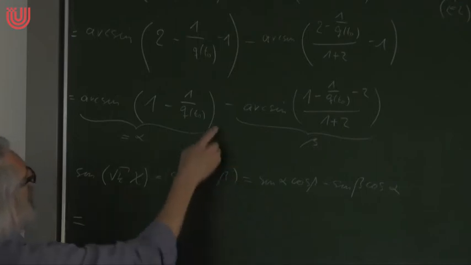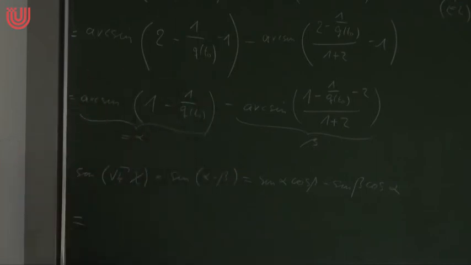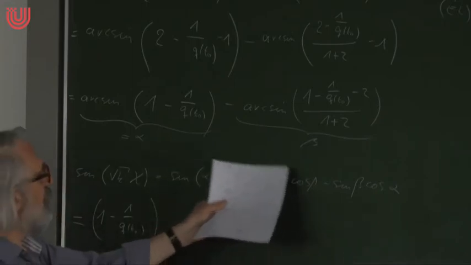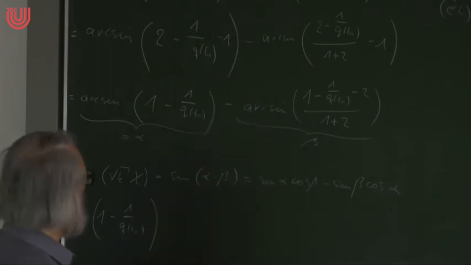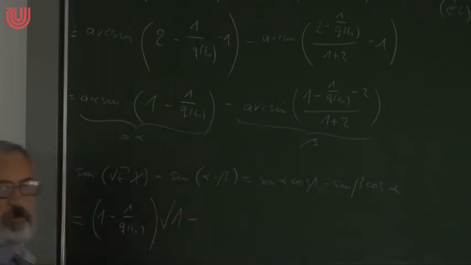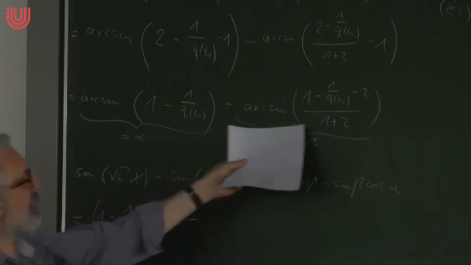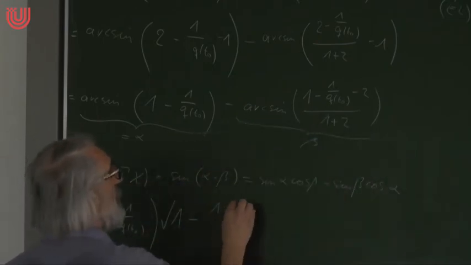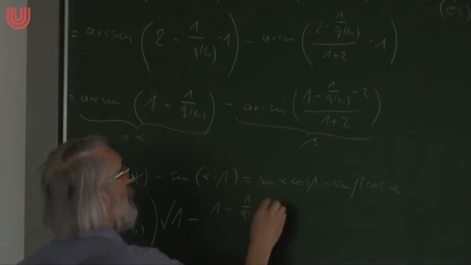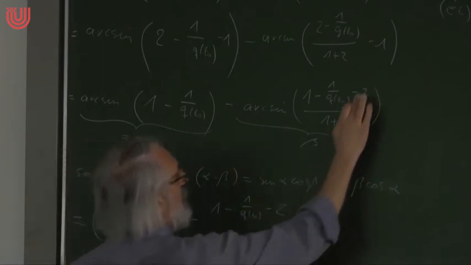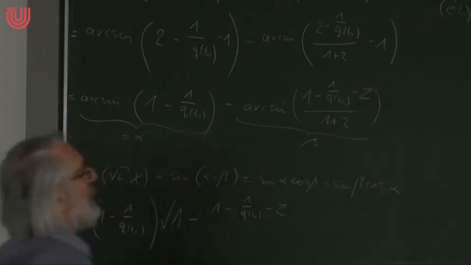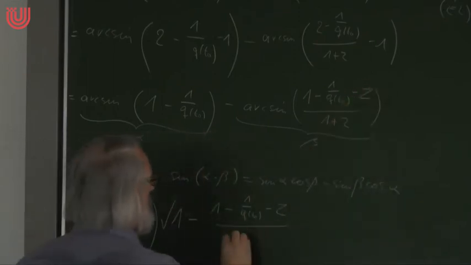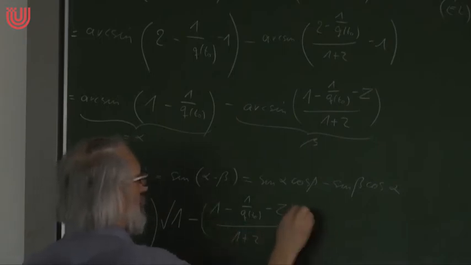So sine of alpha means the sine of this, so the sine and the arc sine kill each other, so I just get 1 minus 1 over q t_o. That's this term, sine alpha. Then I need the cosine of beta. Well, I have the sine of beta, but the cosine, of course, is root 1 minus sine squared. And the sine is this here. So it's 1 minus 1 over q t_o minus z. That's not a 2, it's a z. You should be careful with my handwriting. 1 plus z and the whole thing squared.